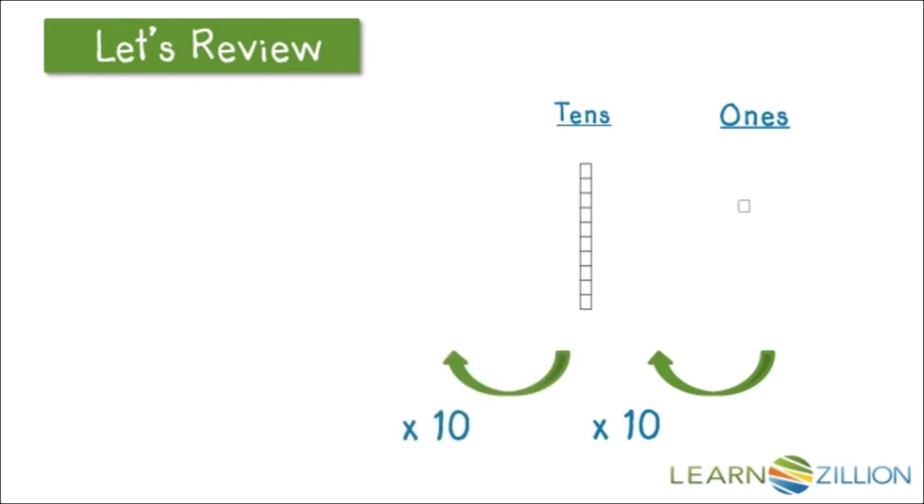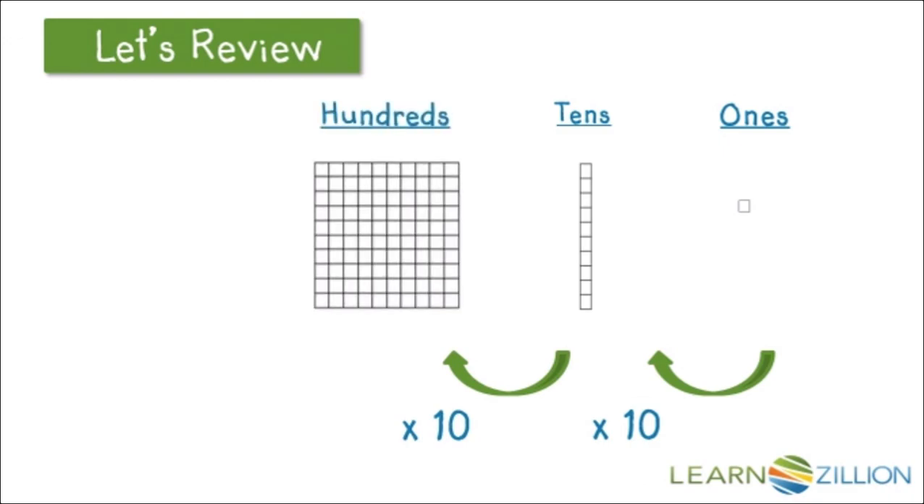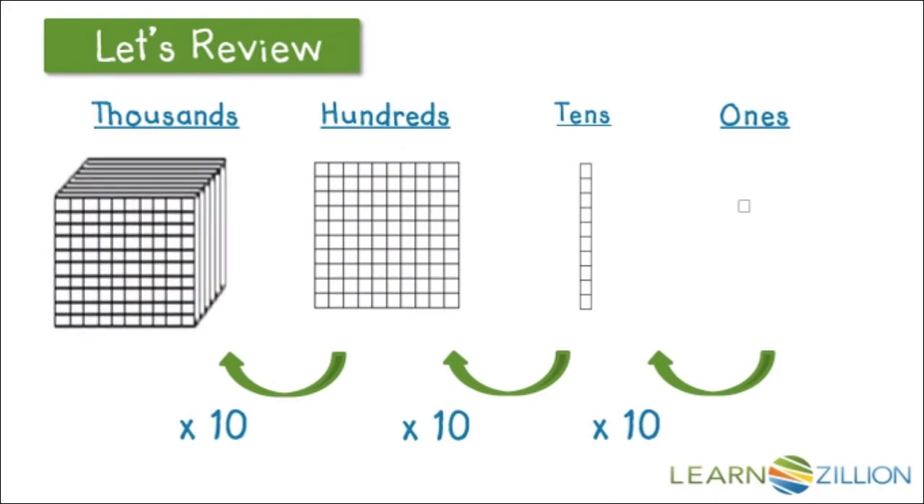Again, if we multiply by 10 again, 10 groups of 10 makes 100. 100 is 10 times bigger than a 10. And then, if we go to the thousands, we repeat the same process and increase by 10. The thousands are 10 times bigger than the hundreds.